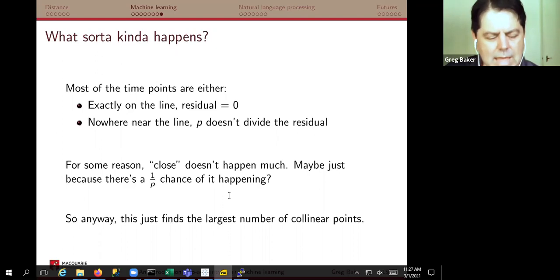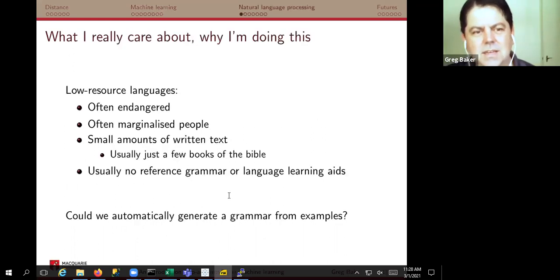Now, what happens in all the examples I've seen is points either end up exactly on the line or they end up nowhere near the line. And so close doesn't seem to happen much. Maybe that's just because it's improbable that it happens. But the effect is that it's just finding a large number of collinear points, which isn't all that exciting, but hey, it does work.